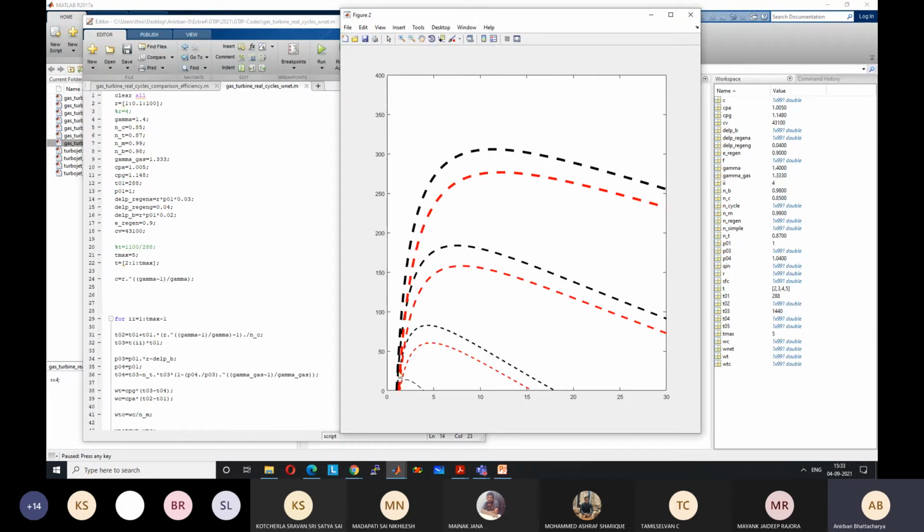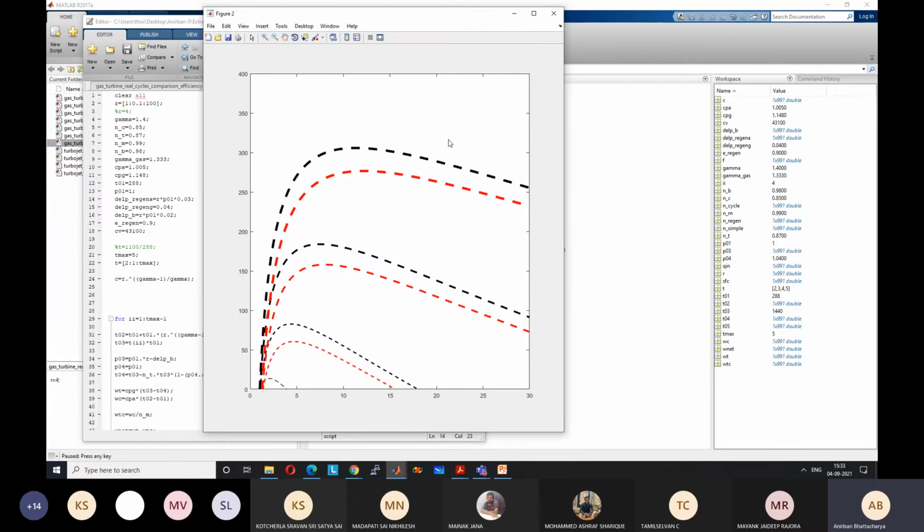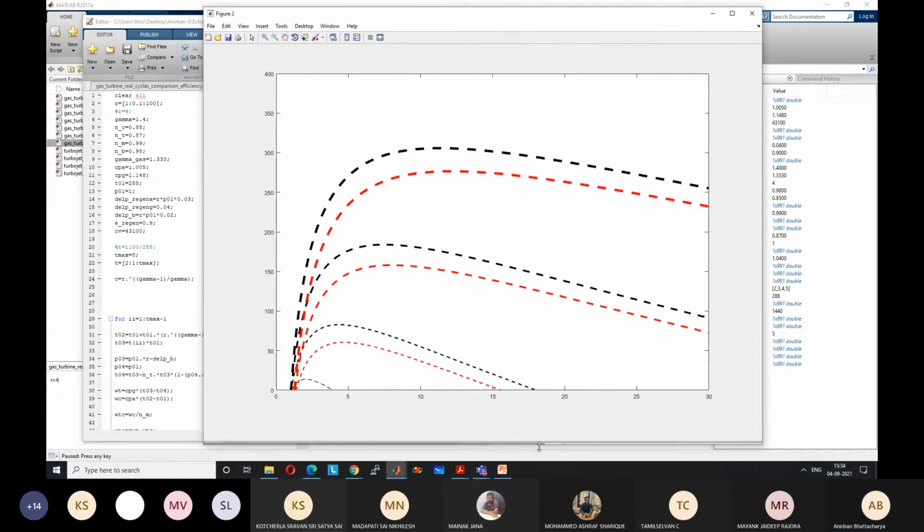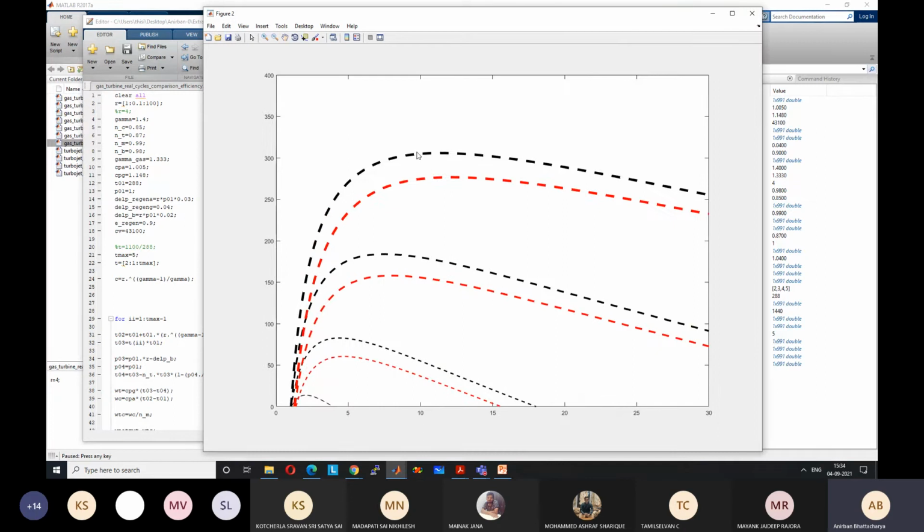And the other thing is that for both the ideal and regenerative cycle, for both the simple Brayton and regenerative cycle, the work output increases and then up to a certain optimum point and then goes down. And there is a large flat region. Large flat region means it's not obviously flat, but it is somewhat flatter.